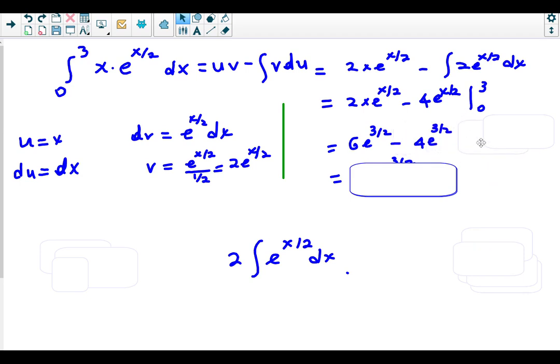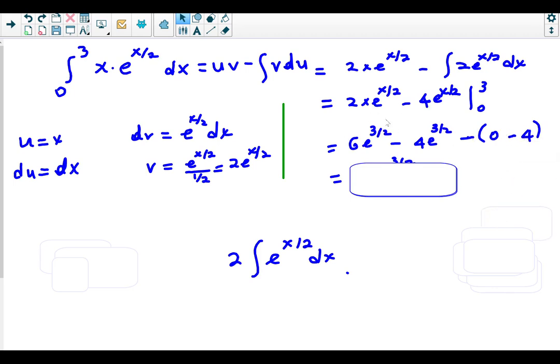minus, and after that I would open a parenthesis, plug in the 0. 2 times 0 is 0, so that first part is 0. So then you're going to have 0 minus, plug in a 0 here, e to the 0 is 1, you're going to have minus 4. And the 2 negatives gives you a plus 4.